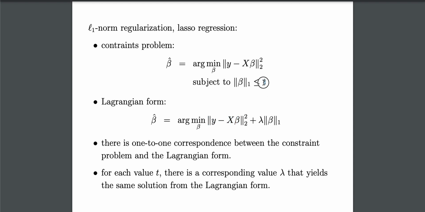If t is 0, beta must be 0. If lambda is 0, beta is the linear regression estimate. If t is infinity, this beta is the linear regression estimate. So t infinity corresponds to lambda 0, t 0 corresponds to lambda infinity. There is a one-to-one corresponding value of lambda that yields the same solution for the Lagrangian form.